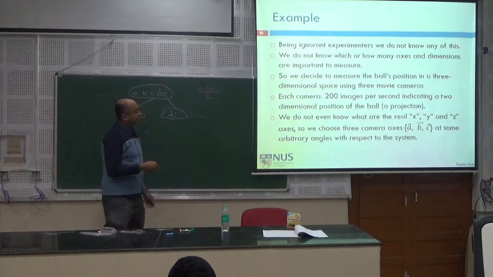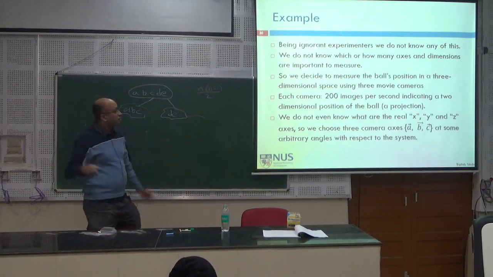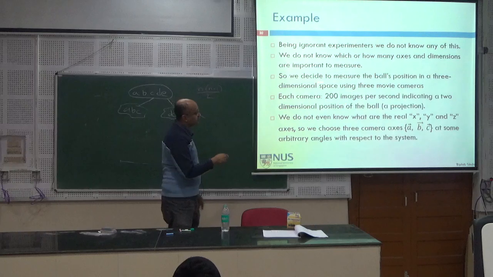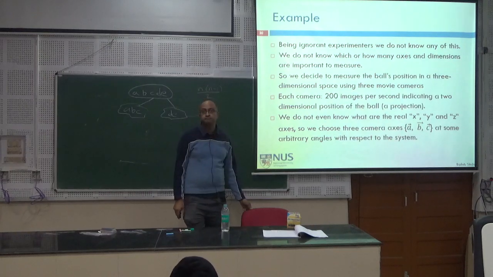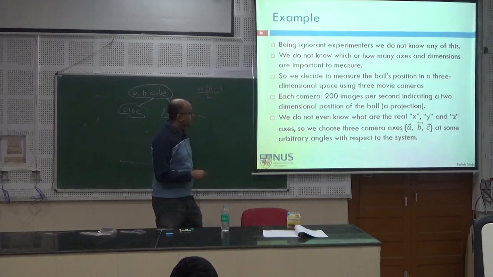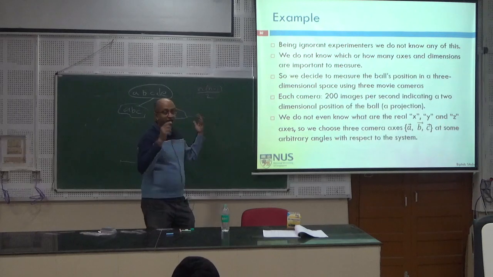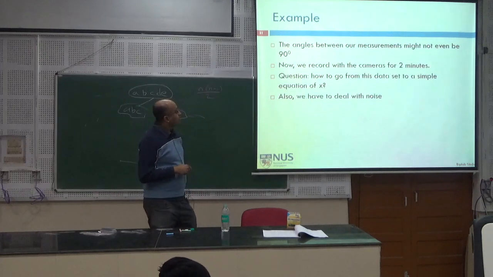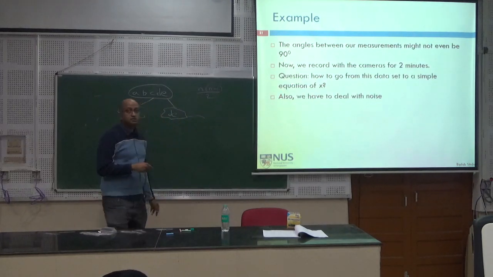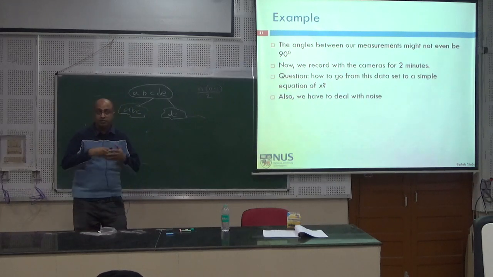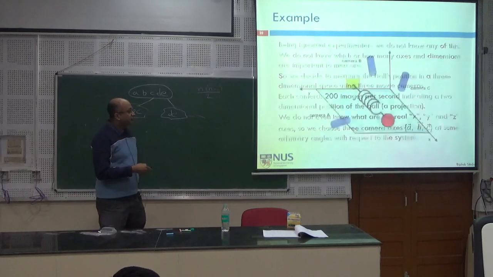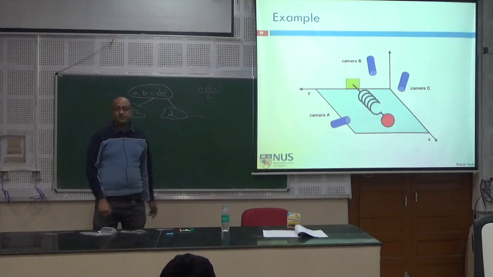So now I could make it even more complicated. Let's say they are sending 200 images per second. And we don't even know where the real X, Y, and Z are. We are just getting some random thing. And what I really want to do is, I know, for example, in this case, everything is really just in the X direction.